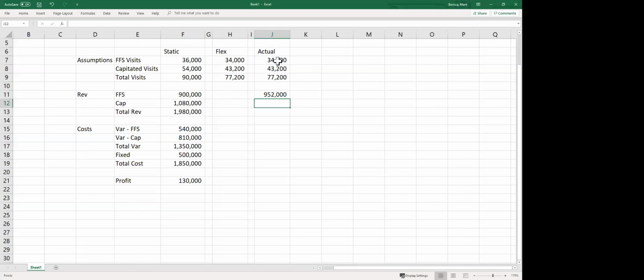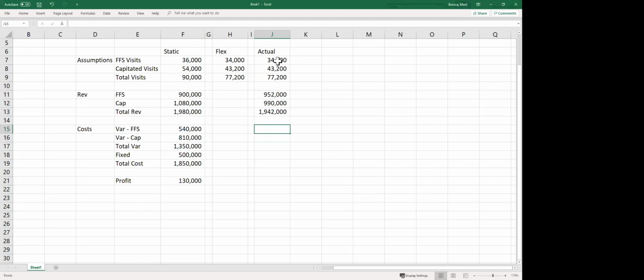And then the capitated revenues. It turns out that we in fact had 30,000 members. However, we only earned $2.75 PMPM instead of the $3 expected. But there are still 12 months in the year. So our capitated revenues are only 990,000. Sum that up, and we get total actual revenues of 1,942,000.